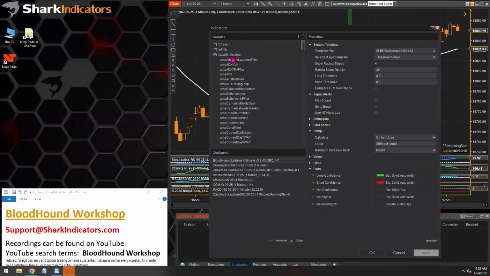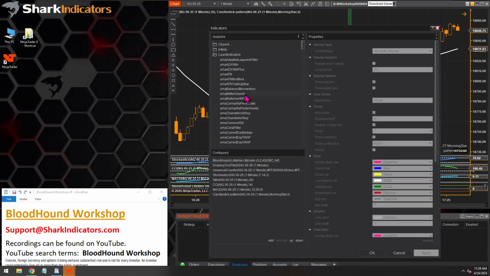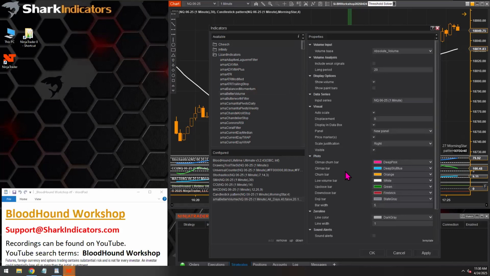So, Lizard Trader, or Lizard Indicators, has a better volume, and I do believe this better volume is available on other websites, such as, was it NexusFi, formerly Big Mike's. You might find this indicator. It might be available on Ninja's app share. I'm not sure, but the point is, this better volume here identifies various volume bars, right?